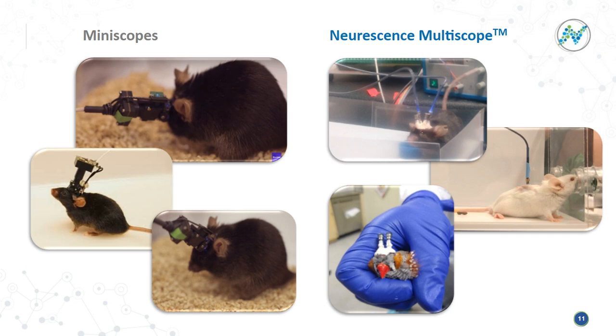So mini scopes image one area, and the whole device with all its electronics sits on the head of the animal. On the right side, there is the Neurosens multiscope, where in the mouse on the top, there are two implants in its head. So the lenses are very similar to the miniscopes. These are small lenses, they get implanted. But the difference is that the microscope itself is away from the head of the animal.